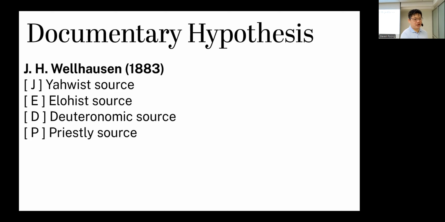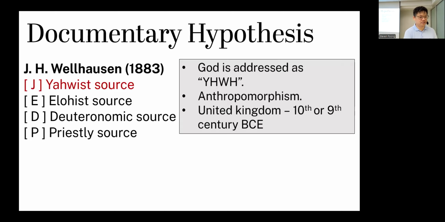So on the Yahweh source, why is it called the Yahweh source? Because God is addressed as Yahweh. So when you find a passage where God is addressed as Yahweh, then that would be attributed to the Yahweh source. Take, for example, Genesis chapter 1 versus Genesis chapter 2. You open Genesis chapter 1. In the beginning, God created the heavens and the earth. You have it, right? And the earth was without form and void.